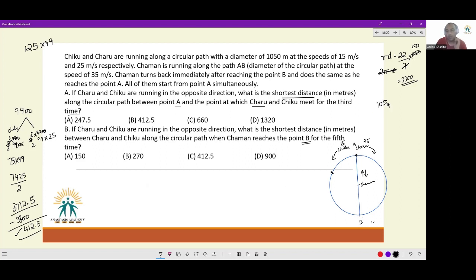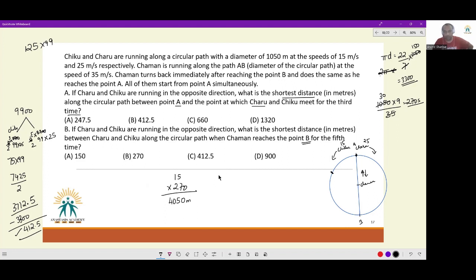Diameter was 1050. He has to travel this distance 9 times at the speed of 35. So 270 seconds have passed. In 270 seconds, one person is traveling at the rate of 15 for 270 seconds. 27 into 15 is 4050. This much distance one fellow has traveled.